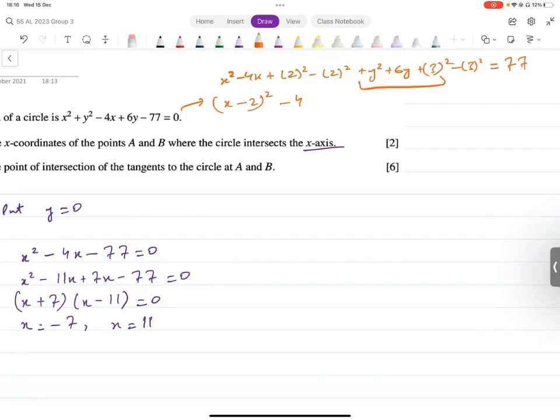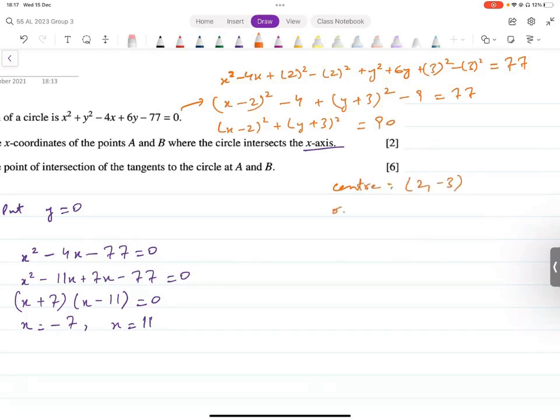From these three terms we get y plus 3 whole square, and you've got minus 9 outside. That equals 77. So the equation of the circle therefore becomes x minus 2 whole square plus y plus 3 whole square equals 90. Is this clear to everyone? Yeah, clear? Yes, sir. So we have the center. Center is (2, -3), and the radius is square root of 90.